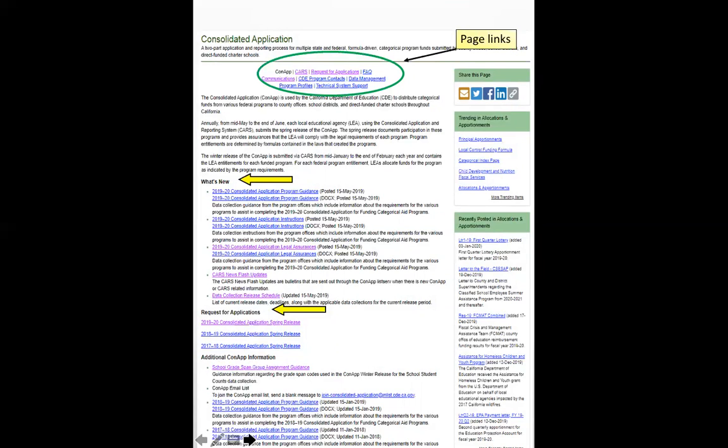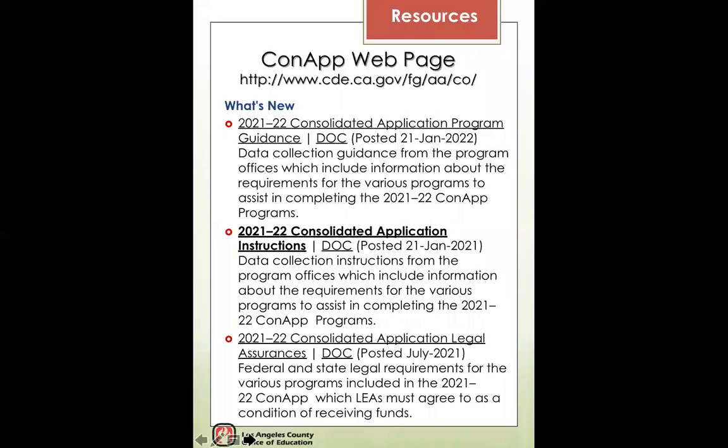The key document for you is the instructions, and you'll find those listed in the middle there under the What's New section. And you're looking for the most current instructions. So they're the ConApp. The first is the guidance, and the second link is to the instructions. So let's go to the next slide and take a look at the guidance. It's kind of general program information on a few specific programs. So it's more general in nature, gives you some background information.